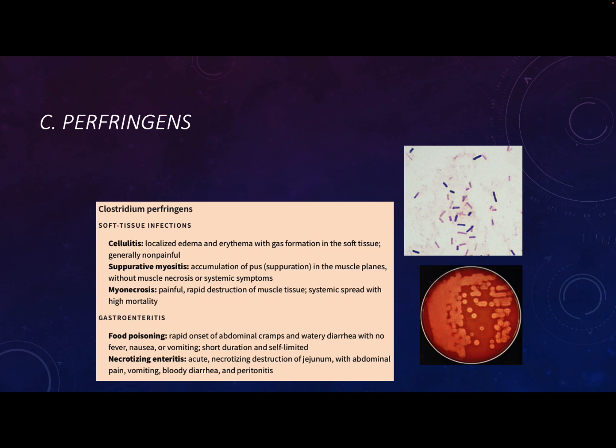Those are some of the deepest tissues you have, right? They're underneath your fat. They're right along your bone. They're pretty deep in there. And so it's a painful, rapid destruction of the muscle tissue, systemic spread with high mortality. So if you catch it before it causes all that, you're probably okay. But when it starts to become necrotic, that's an issue.